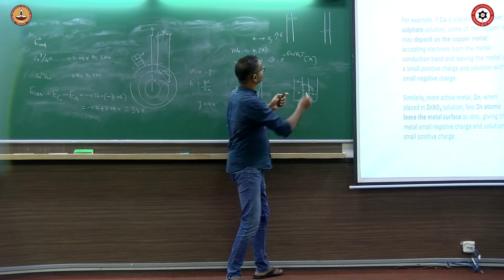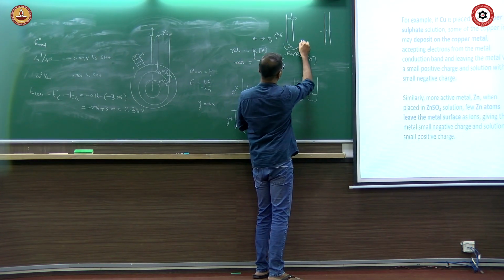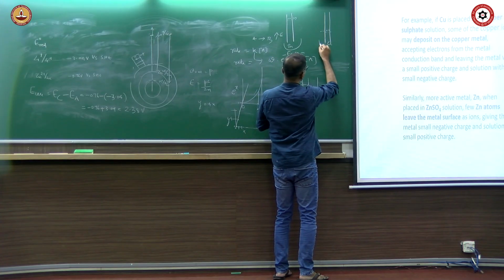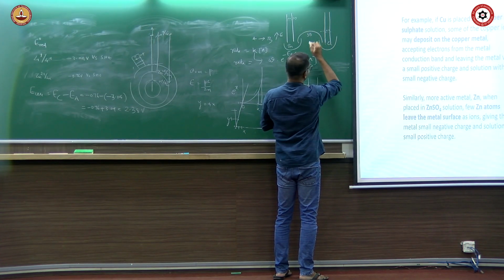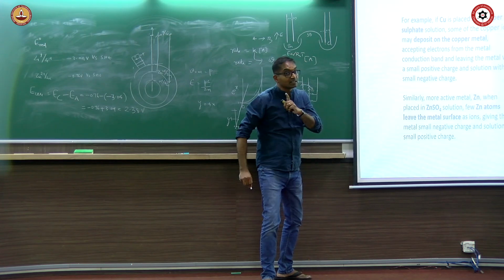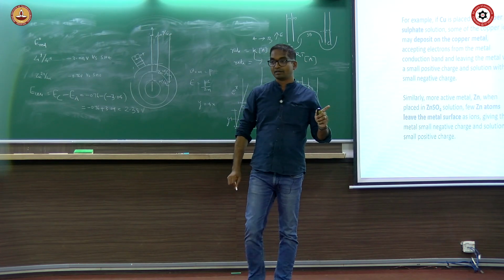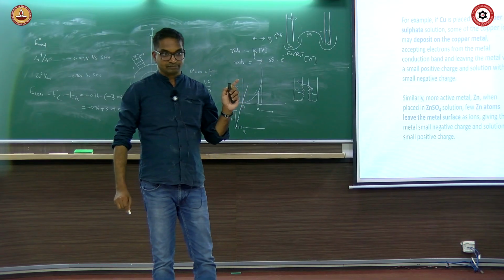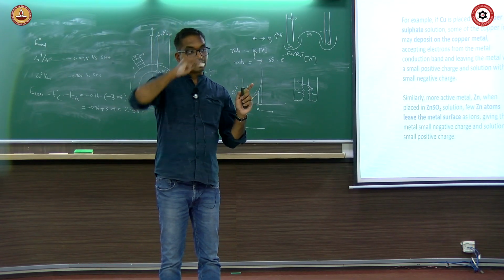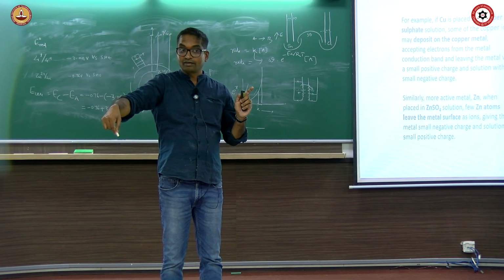Why? Because this is a zinc electrode dipped in zinc sulphate solution, and a copper electrode dipped in copper sulfate solution, and I put a salt bridge, correct? But the cell is still not running, right? The cell is still not running, it is an open circuit cell. When will it run? When I connect a wire, then it will run.